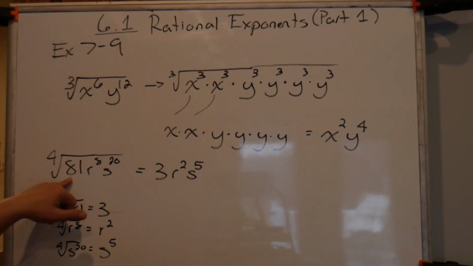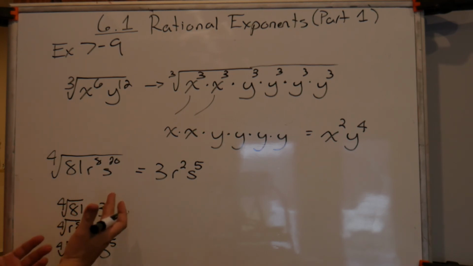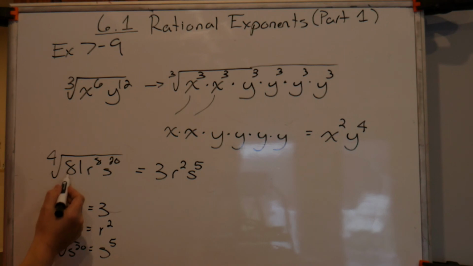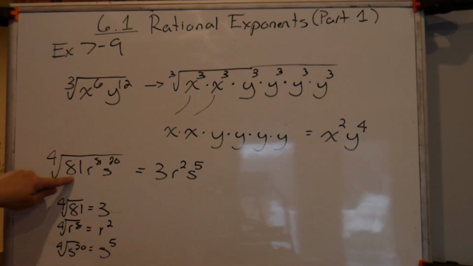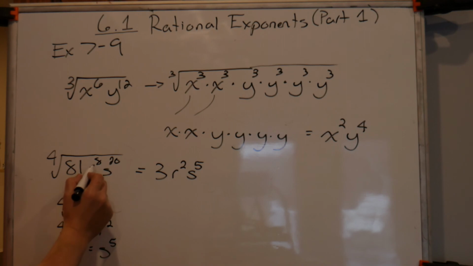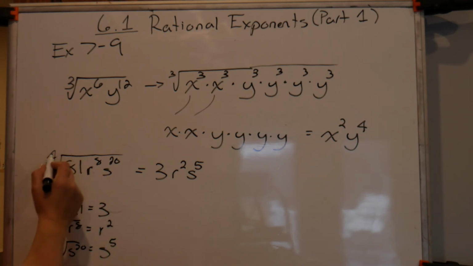You don't have to do any work with these. You can look. There's not necessarily any work to be done as far as steps. You can just take and figure out what times what. 4 times what equals 81. You're not going to have that too often. You know it's 3. But then with our variables and exponents, all we do is divide. 8 divided by 4 is 2. 20 divided by 4 is 5.